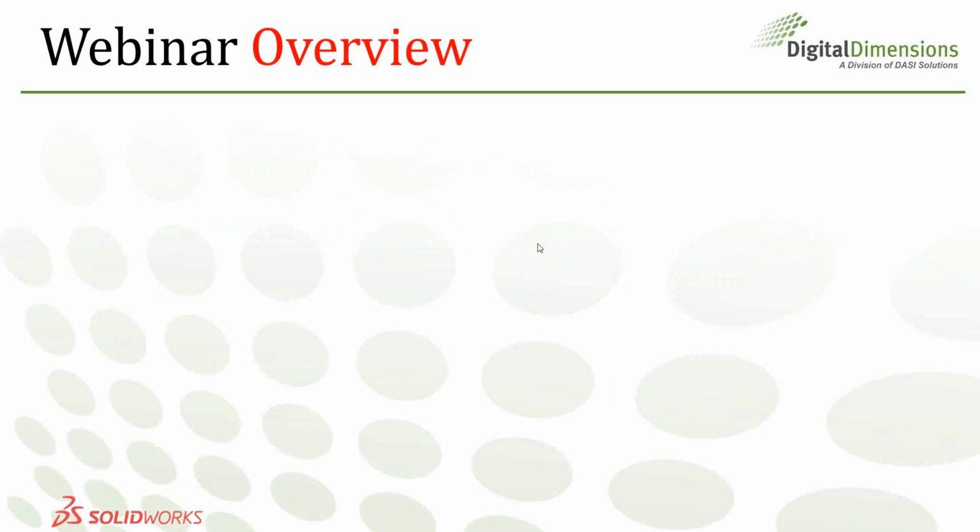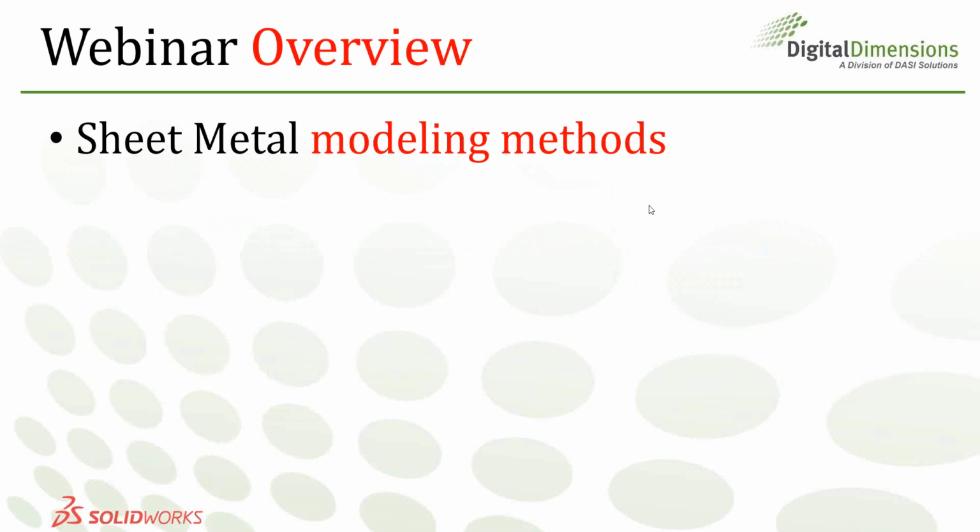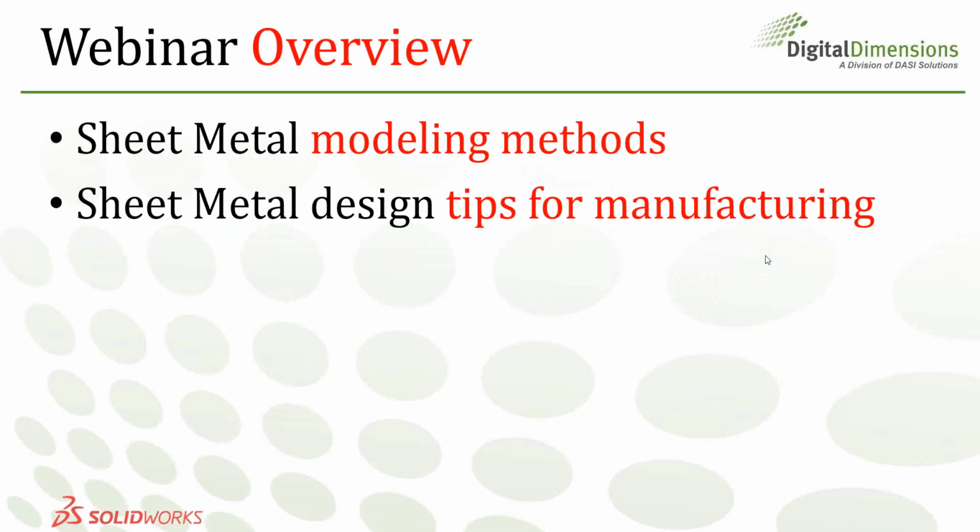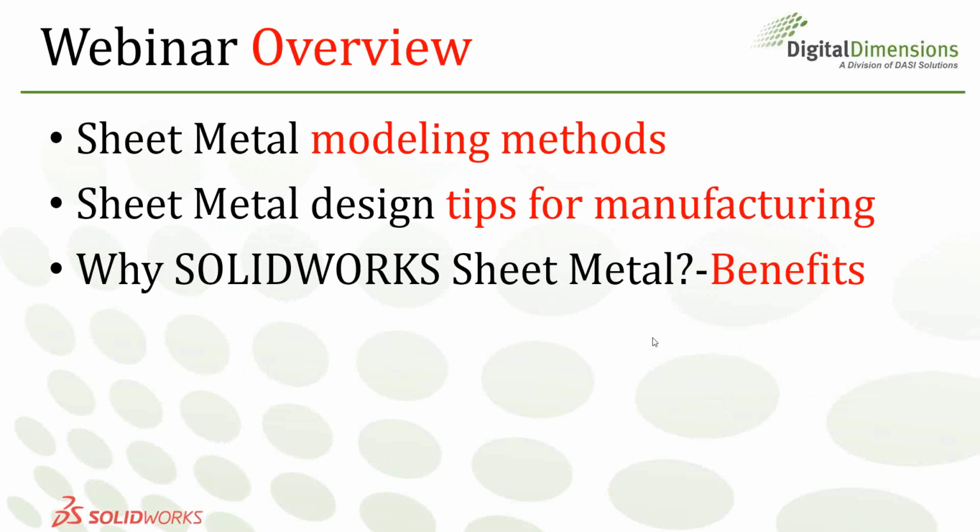What I want to go over today, a brief overview of what we're going to talk about. The main thing I want to focus on is sheet metal modeling methods. So we're going to go over a few different modeling methods here. And then I'm also going to have some really great design tips I picked out for manufacturing and designing sheet metal parts. And then, of course, we'll look at why SOLIDWORKS sheet metal, what are the benefits of this tool that we have. And then I also want to throw out some upcoming content that's going to be coming up at Digital Dimensions and Desai Solutions here.